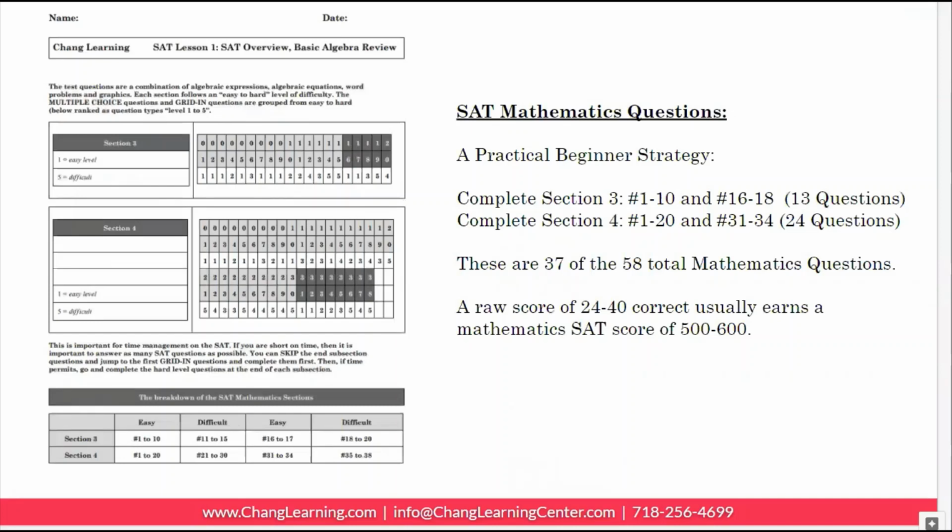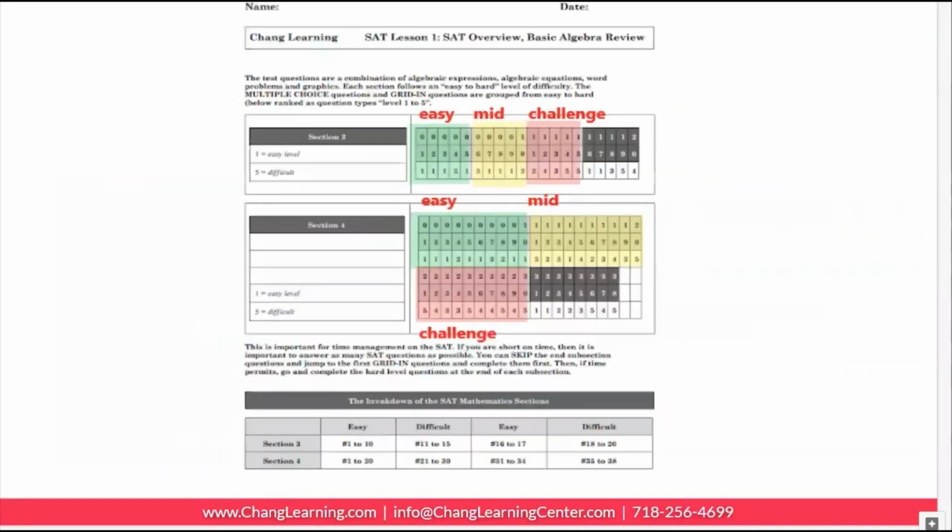The other important thing I mentioned is that there is a practical beginner strategy for the SAT math sections. It is a standardized test that nearly 2 million students take each year, and it is organized with easy, mid, and challenge level problems. For example, in section 3, if you do the easy and mid-level questions, levels 1, 2, and 3, and then jump to the grid-ins and do the low-level questions, you've locked down at least 10 to 13 questions and can then go to the challenge level questions.